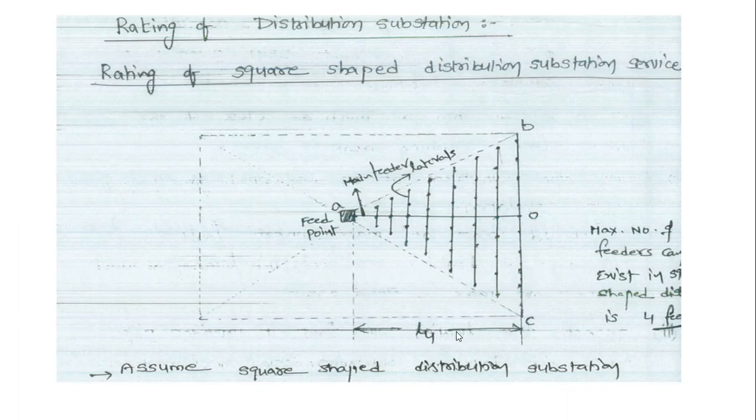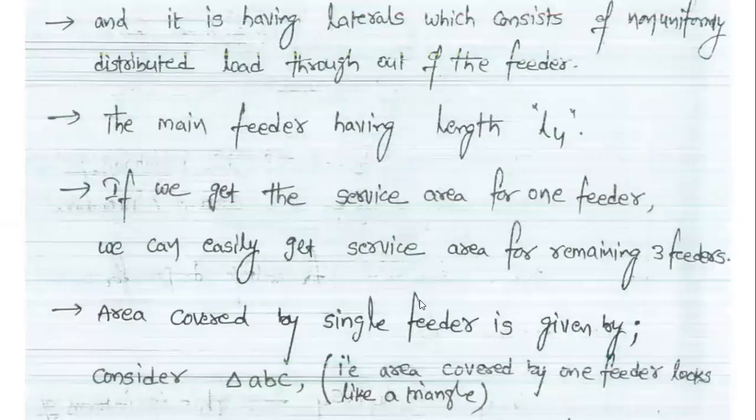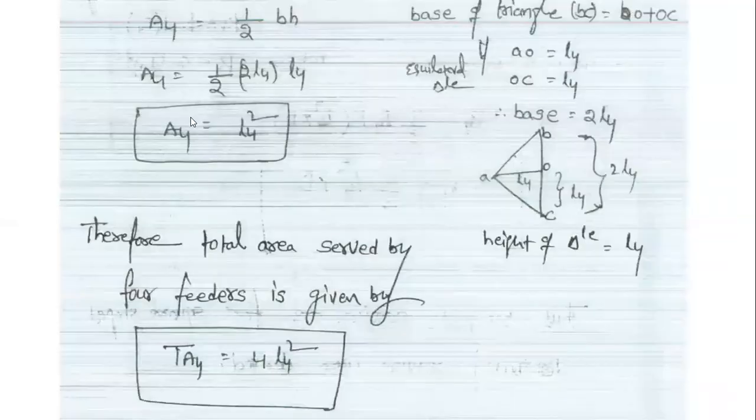Triangle ABC. Assuming the length of this is L4 and this is also L4. Therefore we are calculating the area for that small feeder length, that is one feeder length. Area is B into H, where B is the base and H is the height. This is the constructed triangle ABC, where the length is L4 and this is also L4.